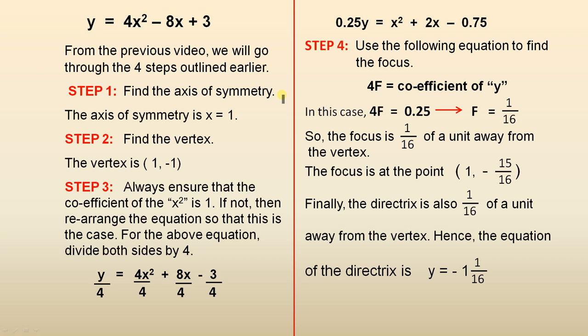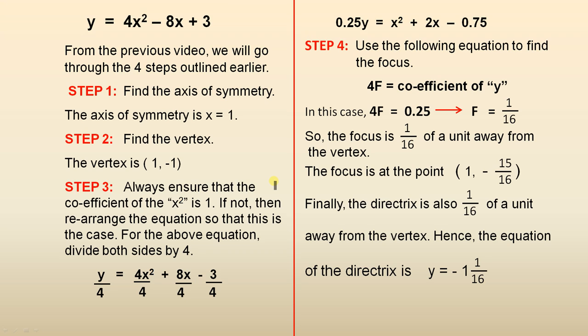Find the axis of symmetry. We have seen that the axis of symmetry is x equals 1. That's the first step. Step 2. Find the vertex. We have seen that the vertex is (1, -1). That's step 2. Step 3 is very crucial.